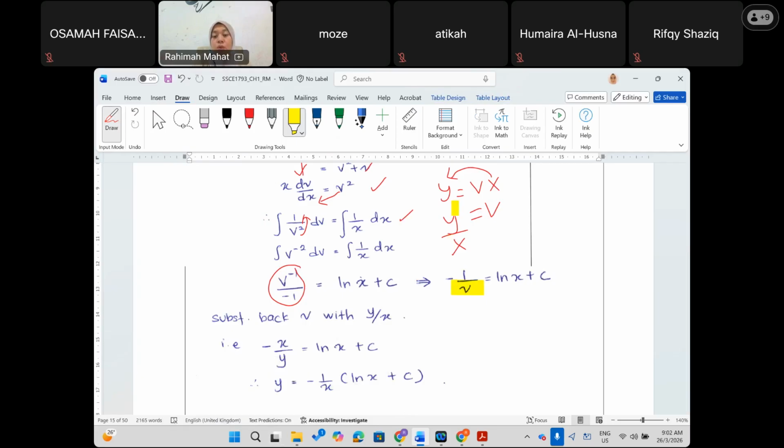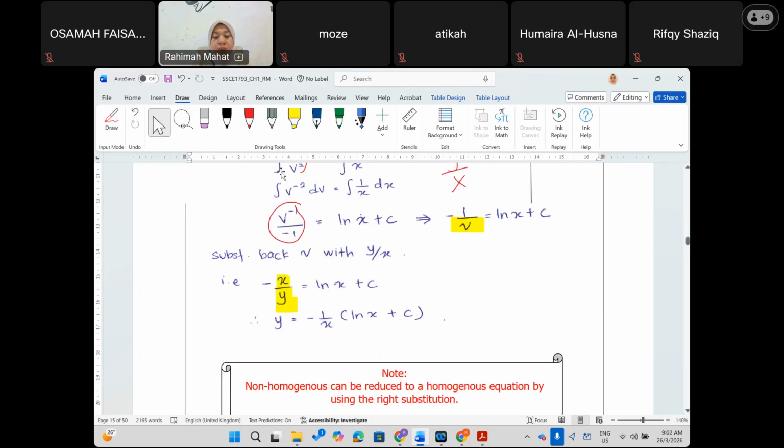So 1 over y over x is equal to x over y. You already integrated, right? So you want your y, so y is equal to 1 over ln x plus c. This is your final answer.